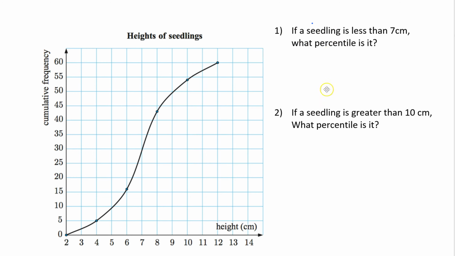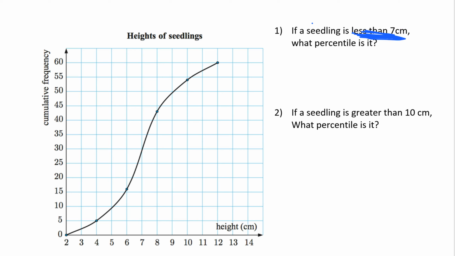Okay, here we go. Look, I just learned how to insert text into my file, so brand new world. But anyway, let's do this example here. If a seedling is less than 7 centimeters, what percentile is it? So here's the key thing about this. It says less than, right? So the type right there, less than. I'm underlining it and not crossing it out. So that's important. Less than 7 centimeters.